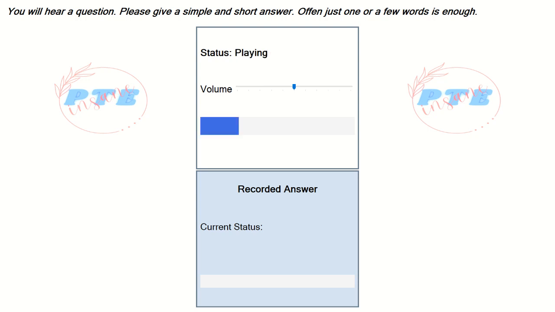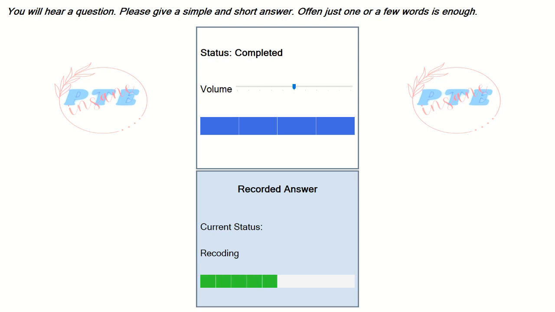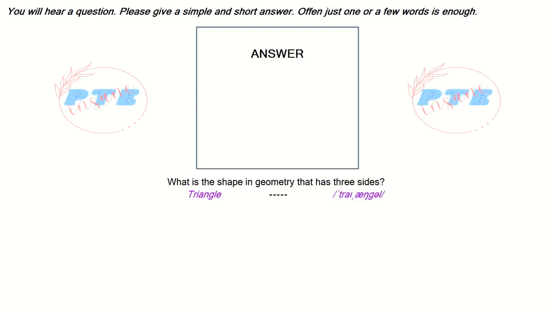What is the shape in geometry that has three sides? Triangle.